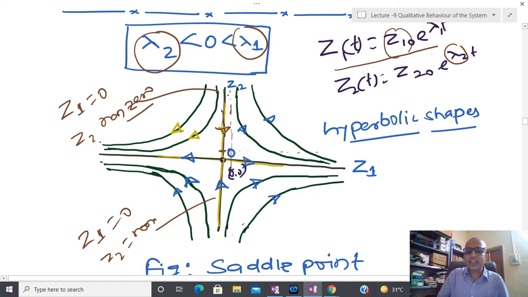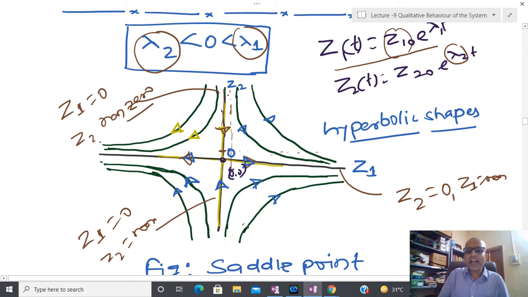Now let us come to this axis, exactly on this axis. Here Z2 equals 0, but Z1 is non-zero. Then Z1 is going to increase, but Z2 remains the same. What is the direction? What do you think? Towards the equilibrium point or away from the equilibrium point? Anyone? Away from the equilibrium point. And I have a similar property here. So I think these four cases are not confusing to you.